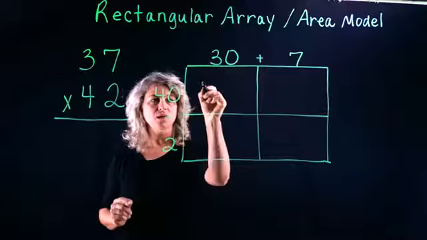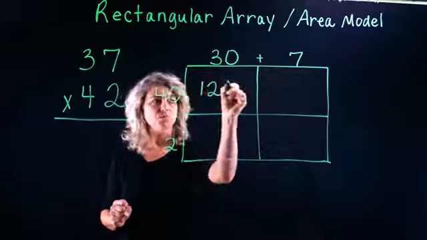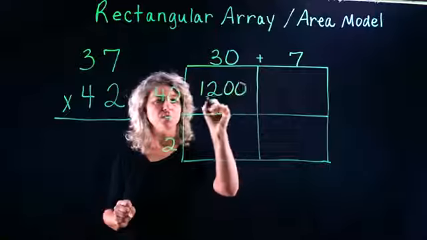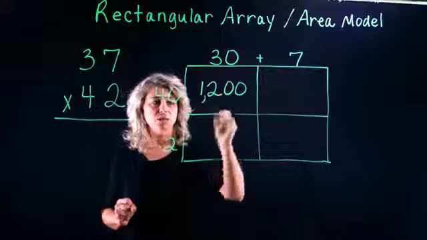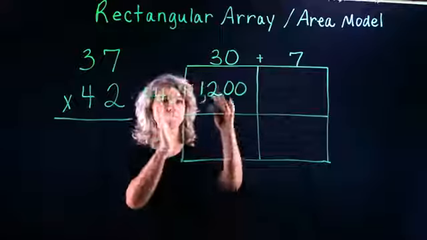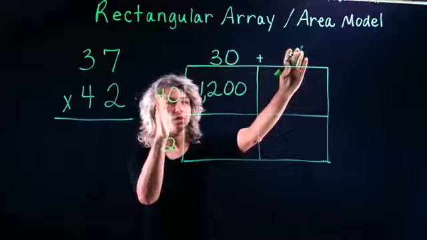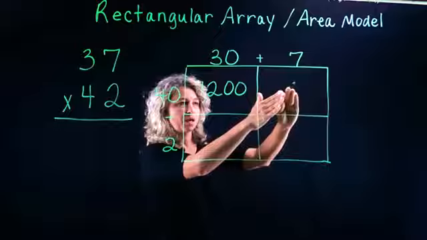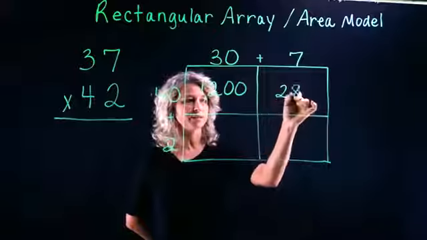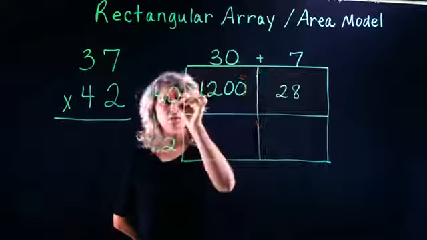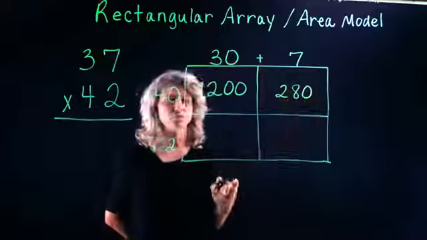4 times 3 is 12. How many zeros do we see? 1, 2. So we will add the zeros. 40 times 30 is 1,200. Now, after multiplying these numbers, we'll move over and multiply 40 times 7. 4 times 7 is 28. How many zeros do you see? 1. So add your zeros to your answer.